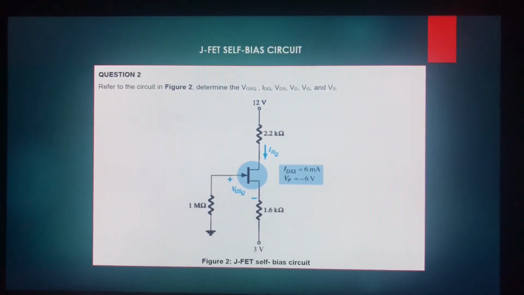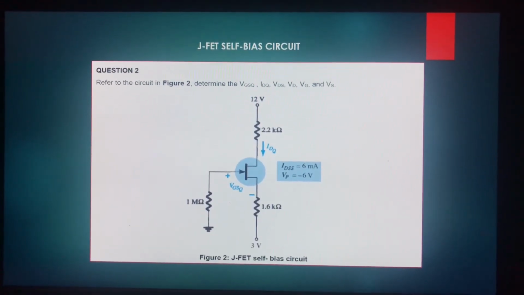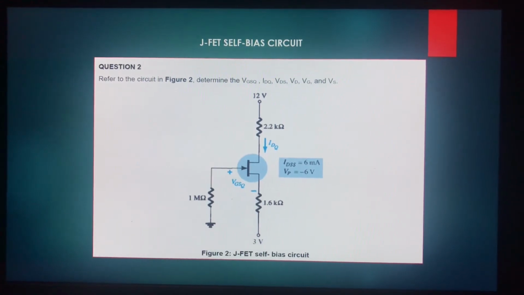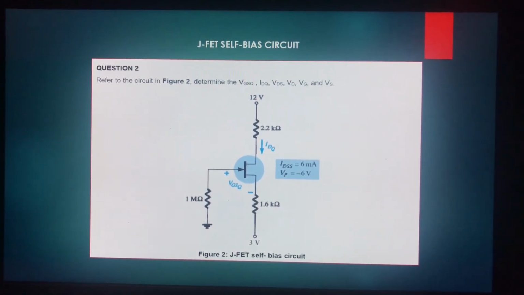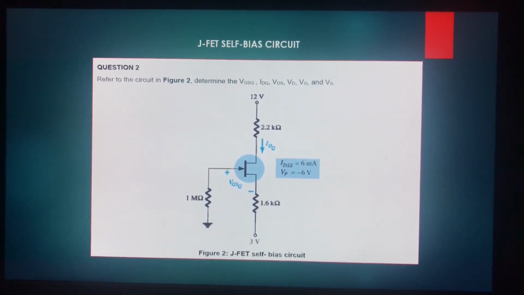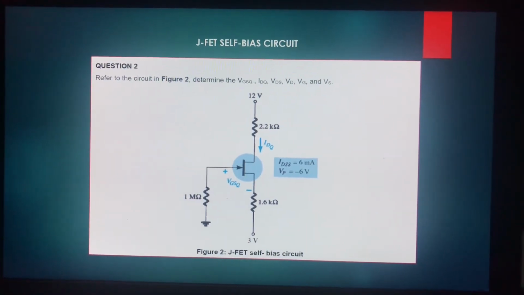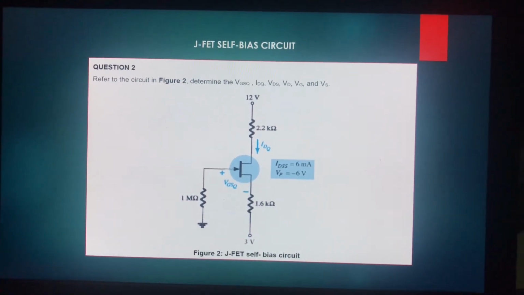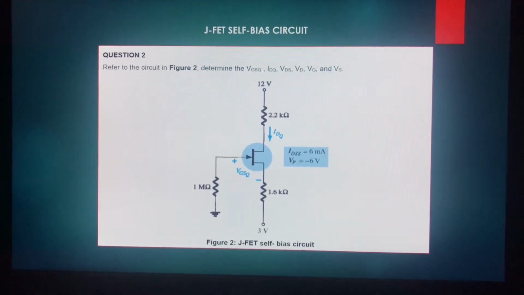Okay, from this question, J-FET self-bias circuit. So the question is, refer to the circuit in figure 2, determine the VGSQ, IDQ, VDS, VD, VG and VS. So this is the circuit that the question gave.